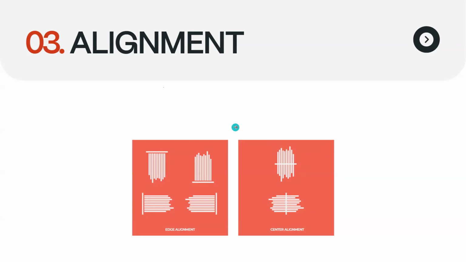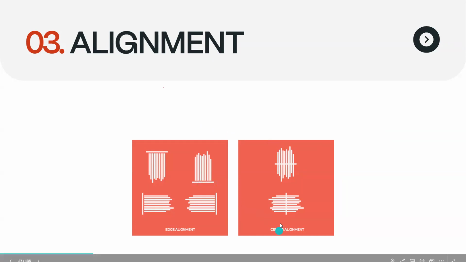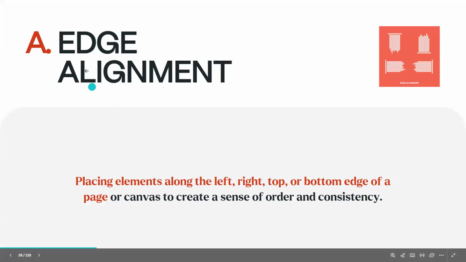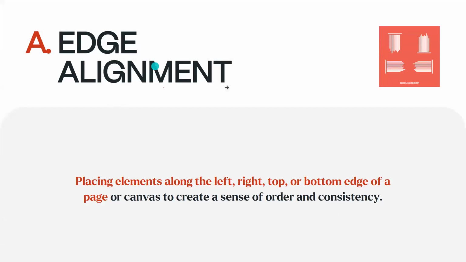Great. So the third principle of design is alignment. There are two types of alignment. First one is edge alignment. Second one is center alignment. So what is edge alignment? Edge alignment means, I will show you.